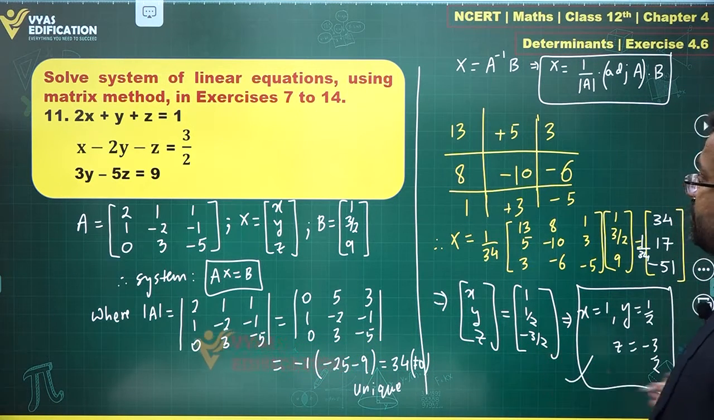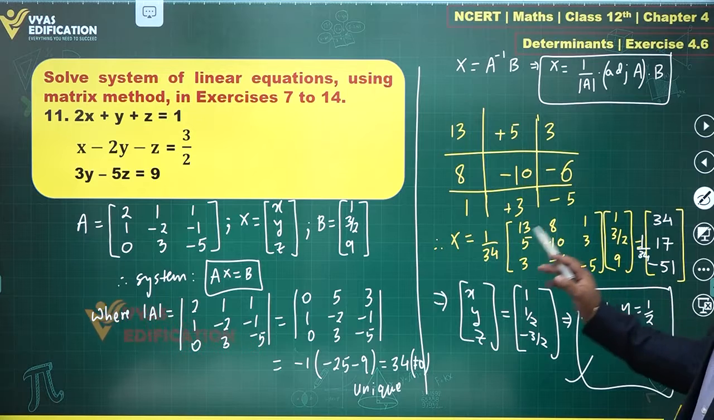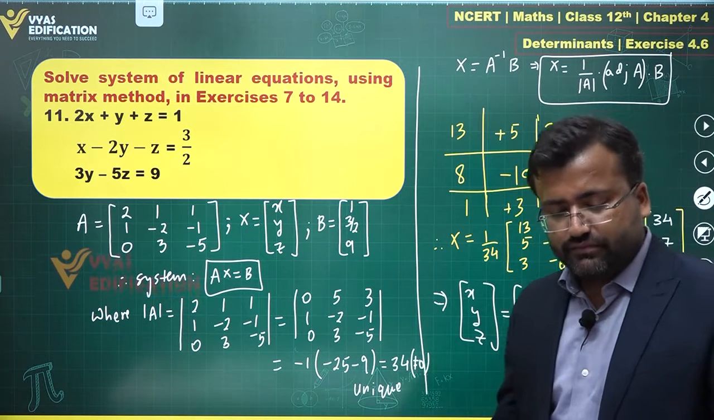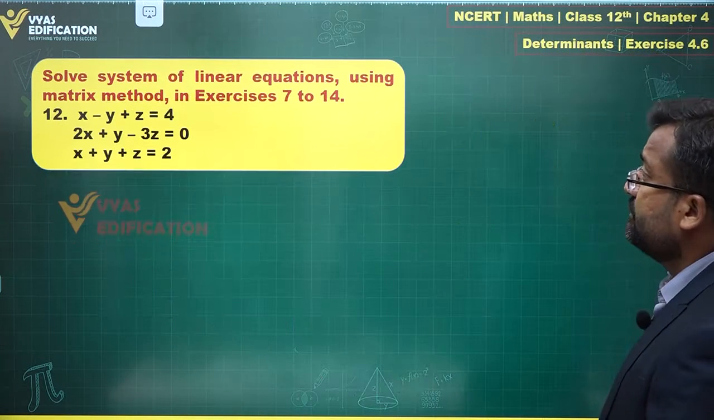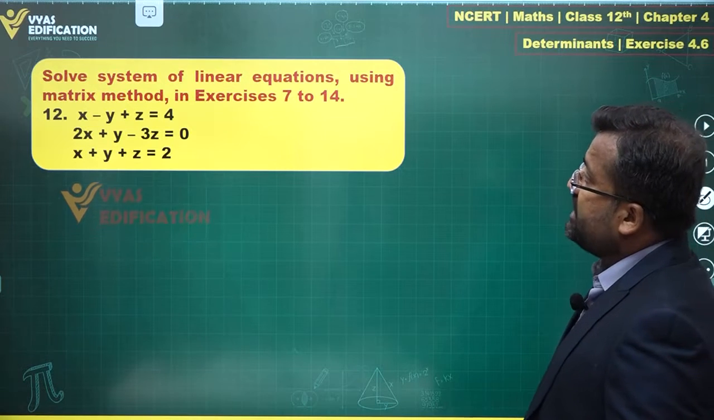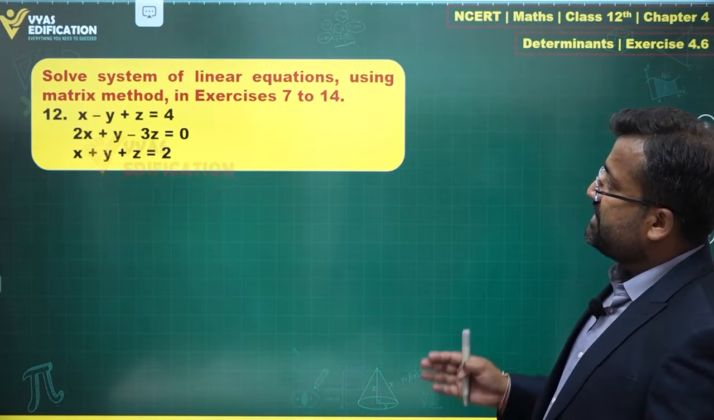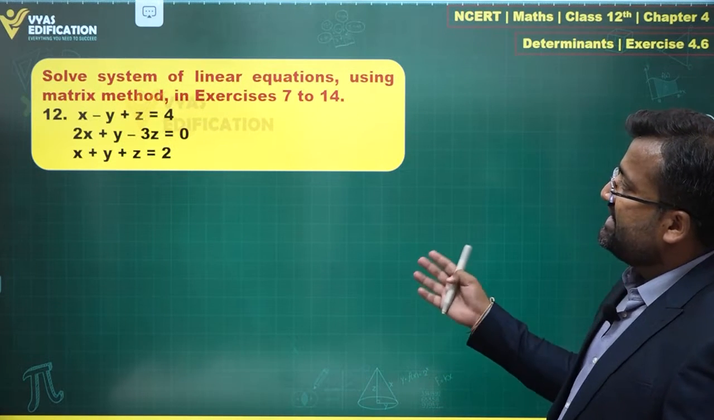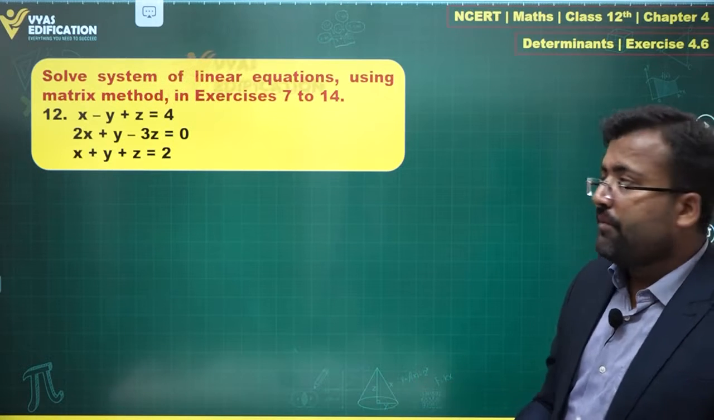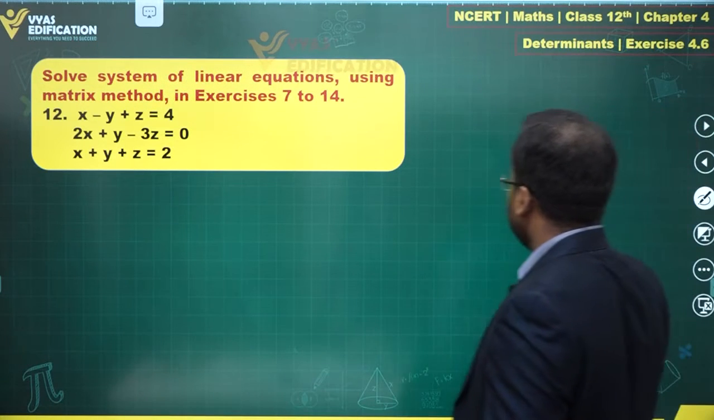That's the correct answer for this question, as you can see behind me, right? That's all that you have overhead. Let's move on to the next question after this. x minus y plus z equals 4, 2x plus y minus 3z equals 0, x plus y plus z equals 2. And how do we go about solving this one?